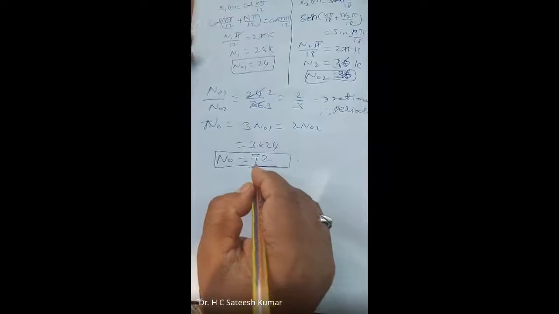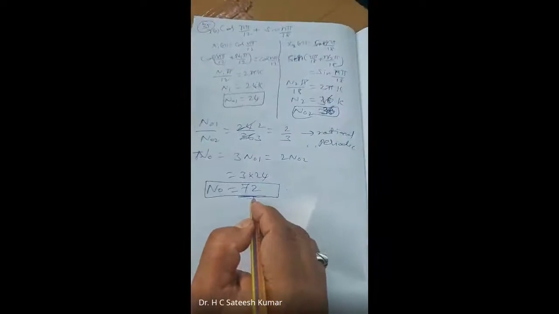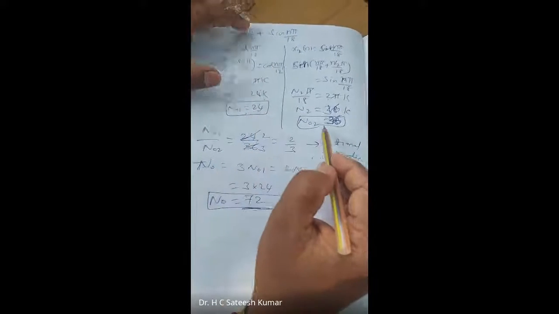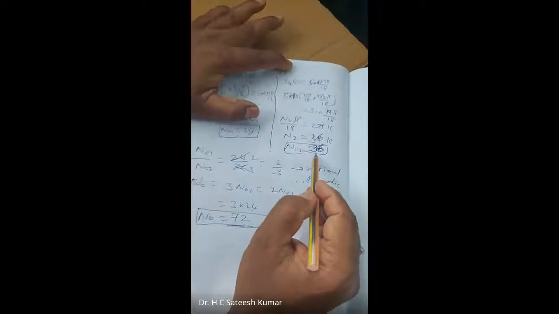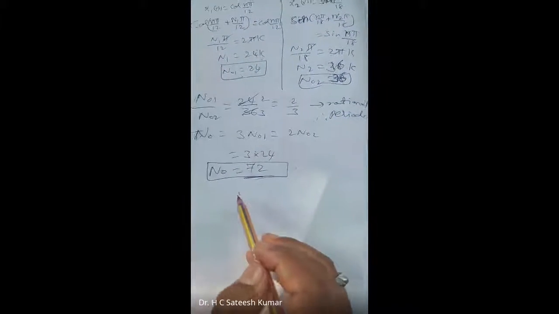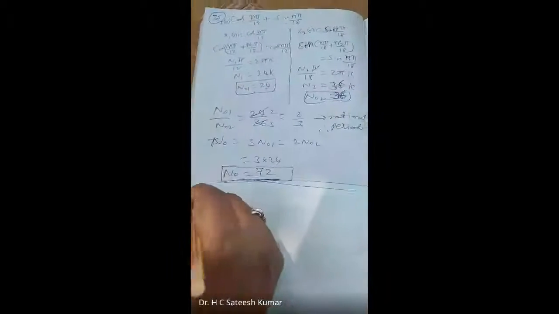What is the meaning of this? After 72 elements, it is repeating. Individually, the first one repeats after 24 elements. The second one repeats after 36 elements, but the sum is repeated only after 72 elements. So you should be very careful while doing this kind of problem, right?